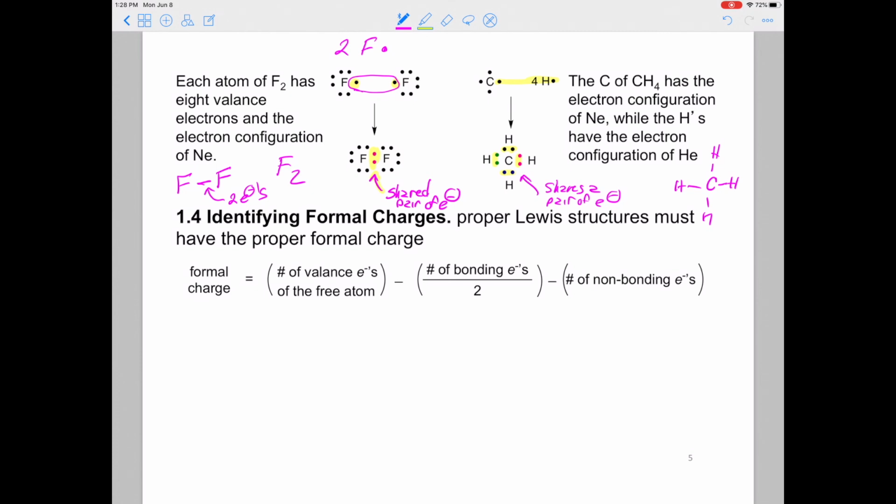Now, when an atom deviates from this octet rule, this closed valence shell, then this usually means that it must have a formal positive or a formal negative charge, and that will be discussed in the next section.